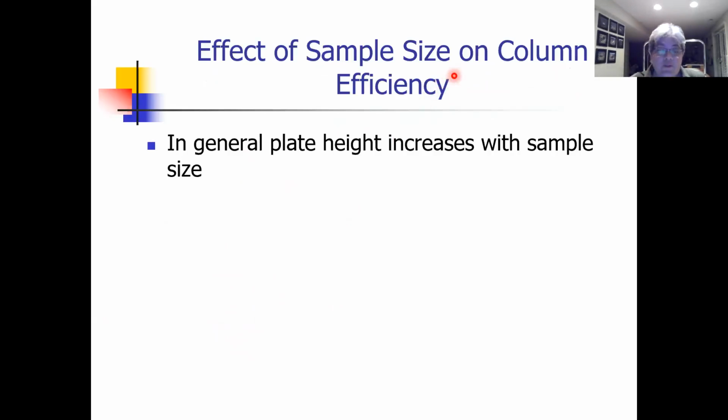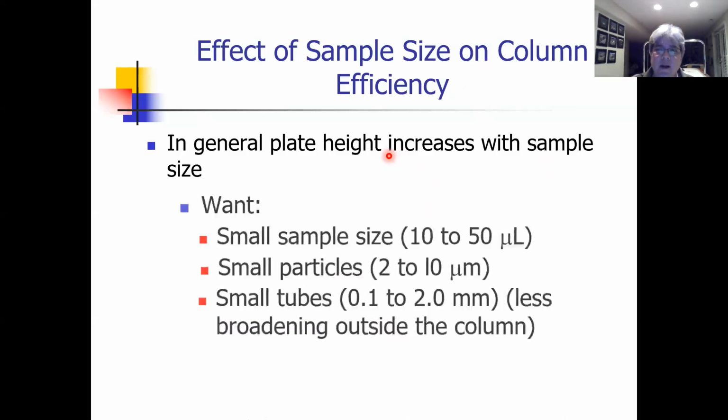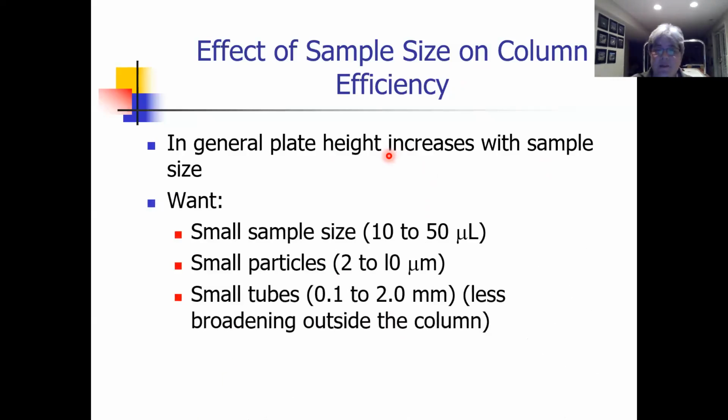Now, this is not true for all columns, but for many columns, as you increase the sample size, the plate height increases. Remember, plate height is H. So more sample, H gets bigger, which, remember, is bad. We want H to be small. So quite often when we're doing these separations, we want a small sample size. Usually we're talking 10 to 50 microliters.